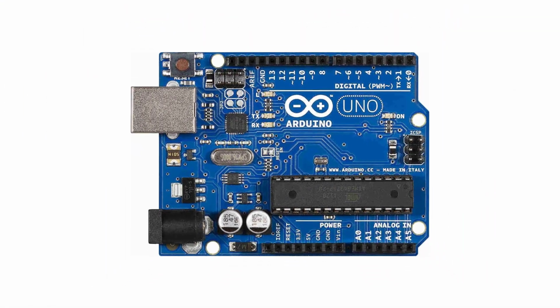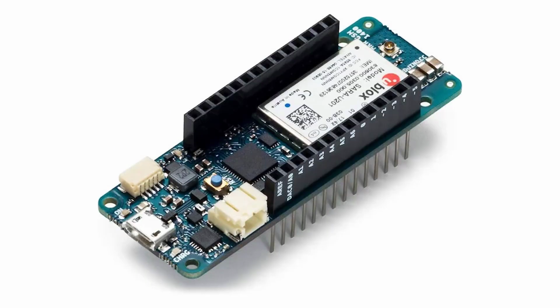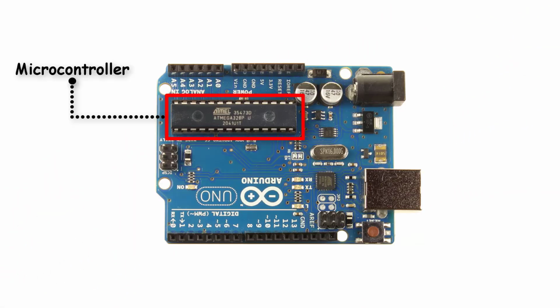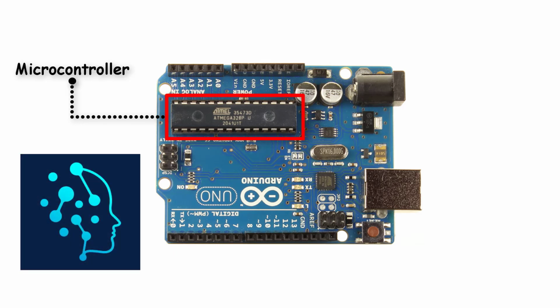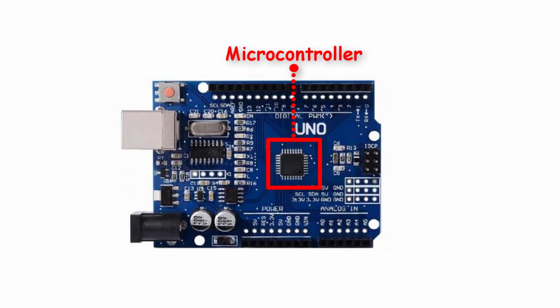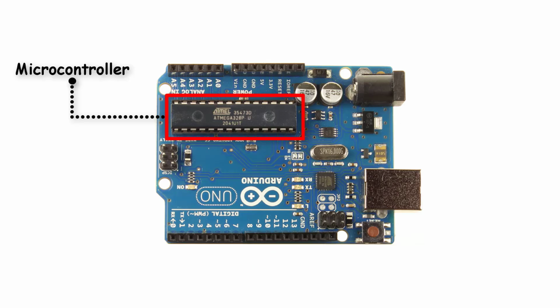Now, let's take a closer look at the Arduino board itself. There are different types of Arduino boards available, but they all have one element in common: the microcontroller. You can think of it as a small computer on a single chip. It's like the brain of the Arduino board. Although different Arduino boards may have different types of microcontrollers, their main purpose remains the same. The main purpose of the microcontroller is to run your code and control the connected hardware.